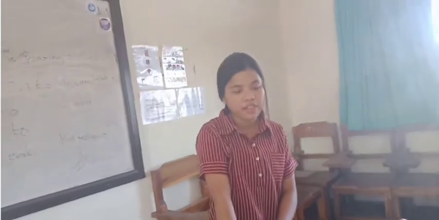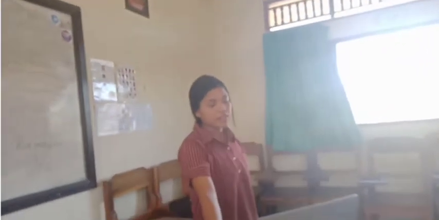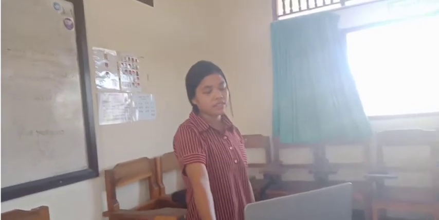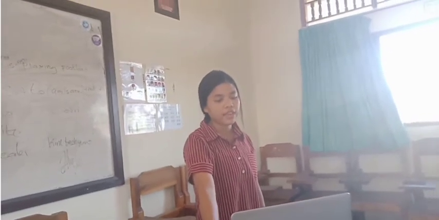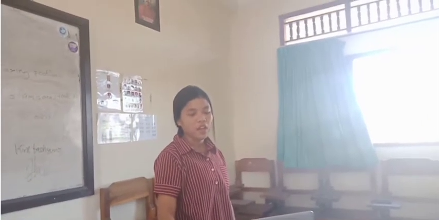Okay, the second generic structure for recount text is event. In the second stage, you can convey a narrative of the event that occurred. You are asked to write a story in chronological order, such as the first day, the next day, and the last day. Okay, for the example, Christina, can you read the example about the event?